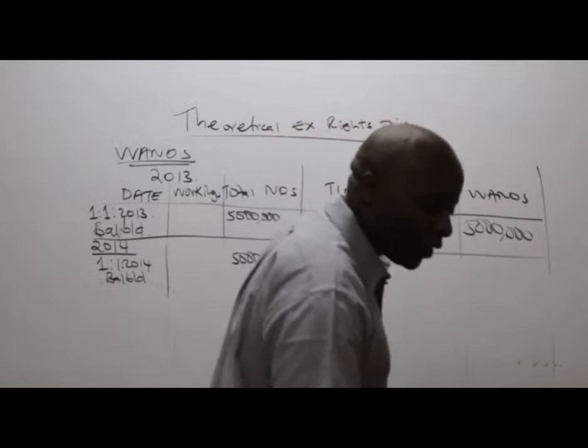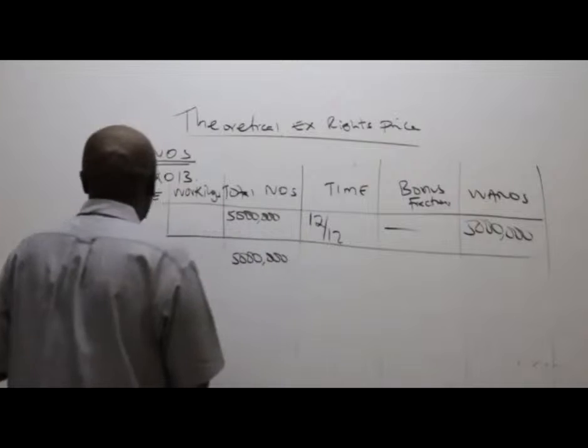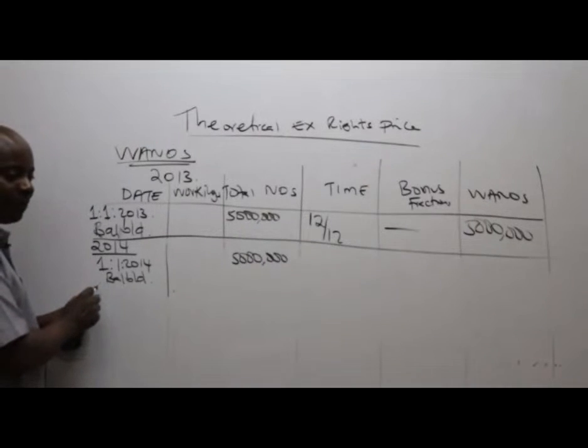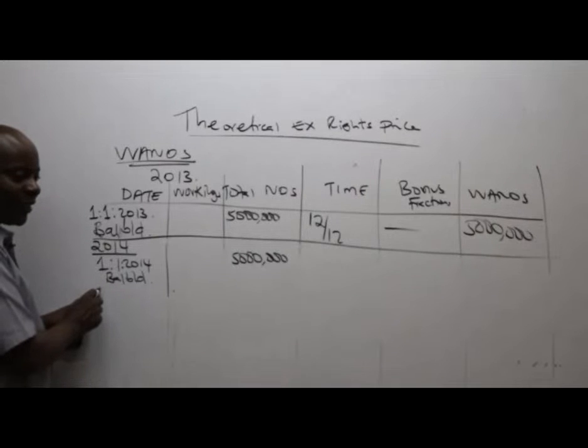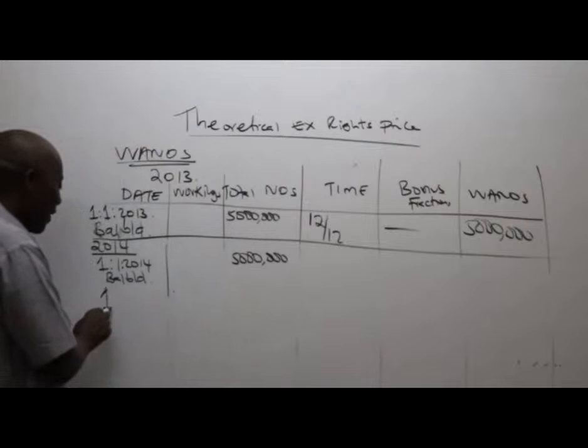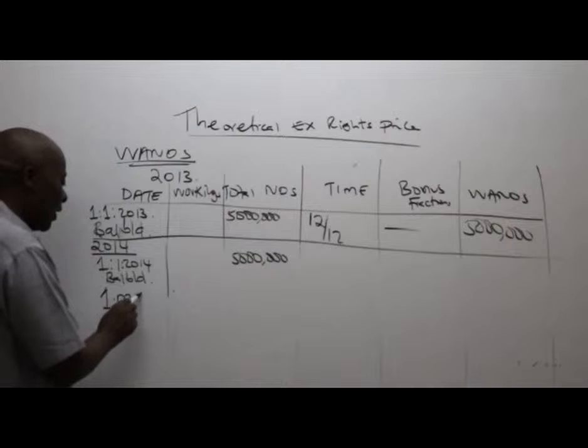So we have a very important date. Which date is this? Can somebody remind me the date of the rights issue again? Wanasema ni first when? 1st February. 1st February 2014. We had a rights issue.